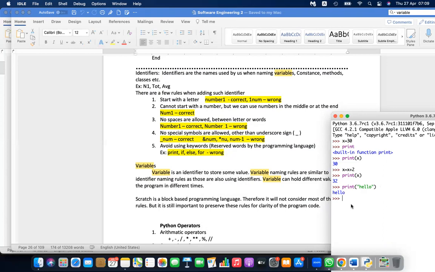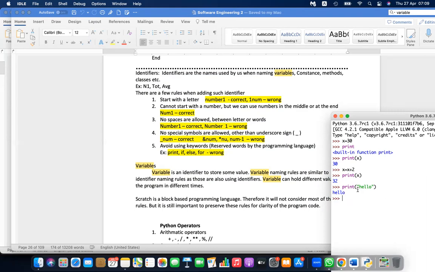So then what is print? Is it a literal or identifier? Print is a built-in function. Yeah, because you can see when you put x equals 30, and you put print, it says built-in function print, and then it gives x, which is 30. Then x equals x plus 2, and you put print x, it gives 32. Print is a built-in function. It's not a literal. It's not an identifier too, because it is built-in.